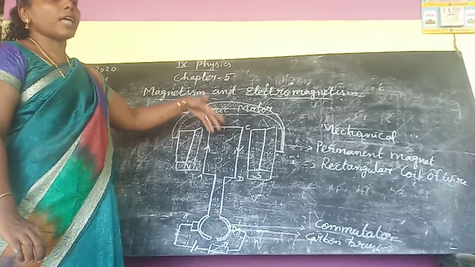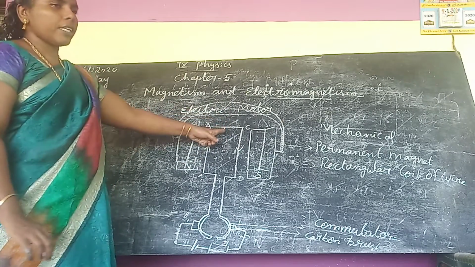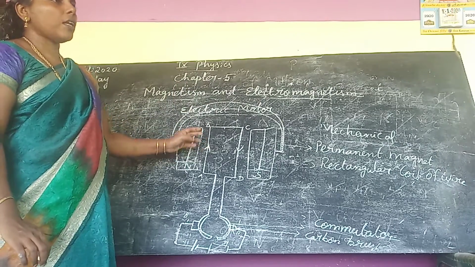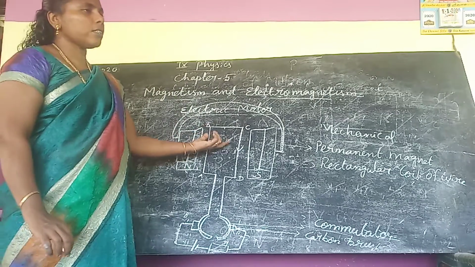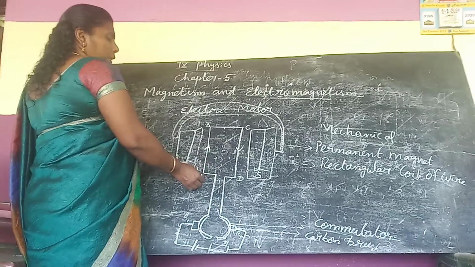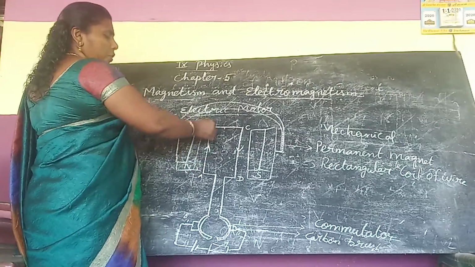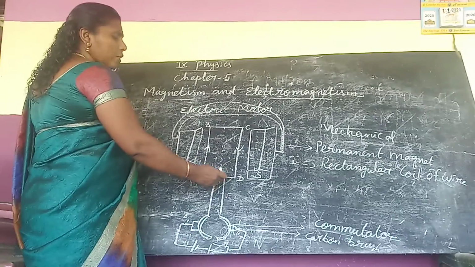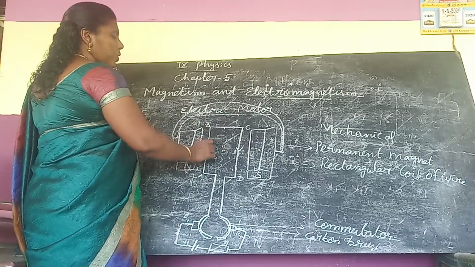After that it will change to the anti-clockwise direction. So first which direction? Clockwise direction. And next it will change to the anti-clockwise direction. Now the current flows through A towards B. When the current flows A towards B, the force on the conductor will act in the opposite direction.